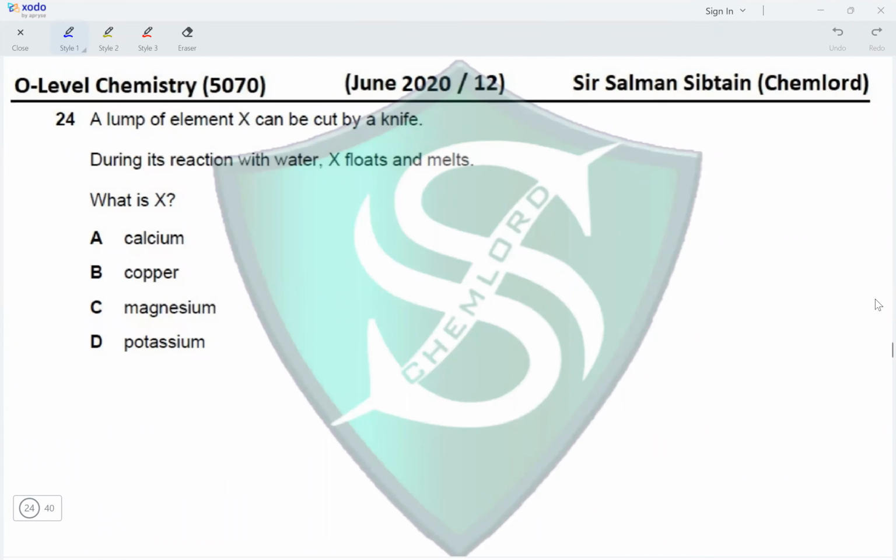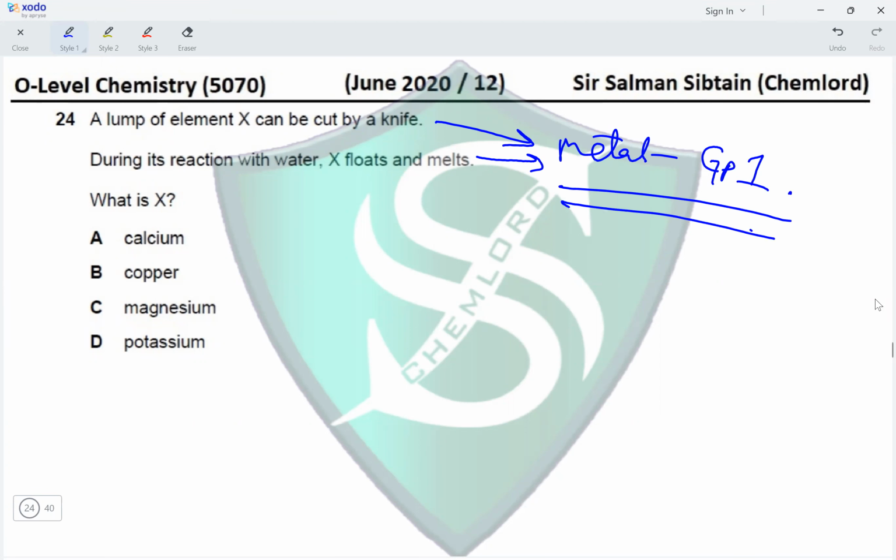Question 24. A lump of element X can be cut by a knife. During its reaction with water, X floats and melts. Both of these properties point towards a metal from group 1. What is X? Calcium. Calcium is in group 2. Copper is a transition element. Magnesium is a group 2 element. Potassium is a group 1 element. So, option D is the correct option for this question.